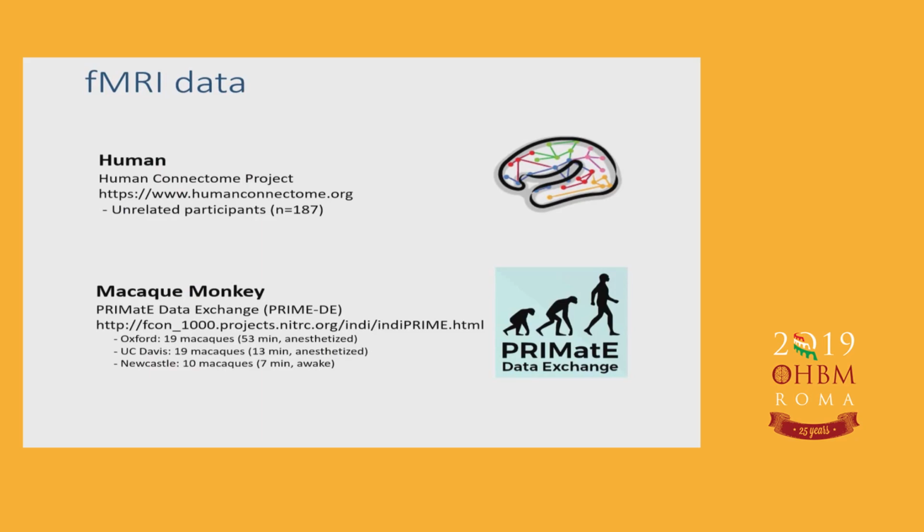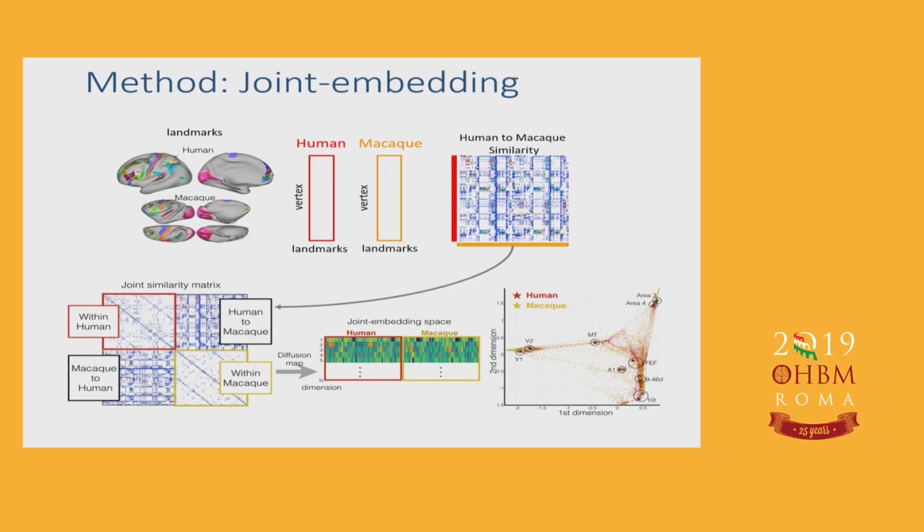So here we use the human data from the HCP dataset and macaque data from the recent open resource, the PRIME-DE, the Primate Data Exchange. All of these data are available online. And this is what we do. As you can see, the bottom left is a joint similarity matrix we proposed to put the two species together. The diagonal matrix is the within-species connectivity, voxel-wise, and the off-diagonal matrix is the similarity profile based on the connectivity to the landmark regions.